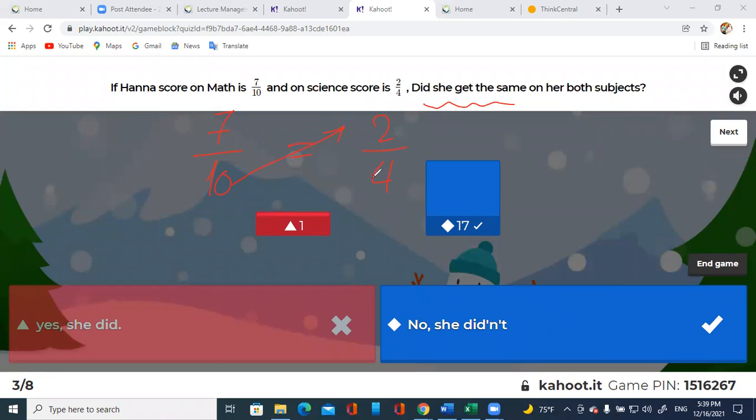Multiply by crossway. 2 multiplied by 10 equals 20. Okay? 4 times 7 equals 28. Is 28 equal to 20? No. So you should say no, she didn't. That's right.